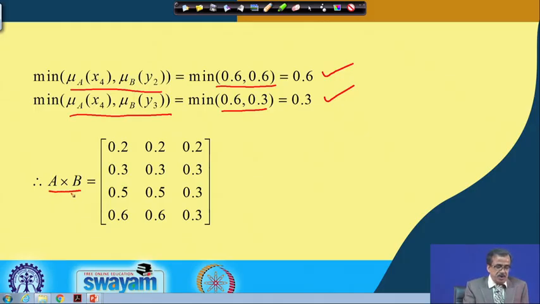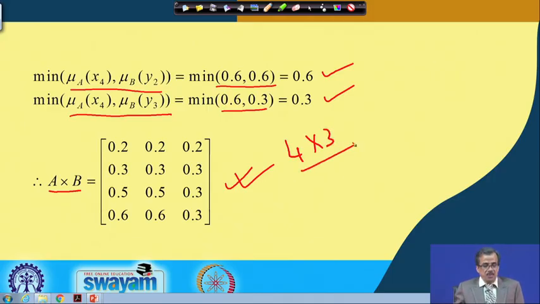Now, this particular product we can write down in the matrix form. All the elements I have already determined, so I can write this down in the matrix form, and this will look like this. There will be 4 rows and 3 columns, so this is nothing but a 4 cross 3 matrix. So, this is actually the product of A and B.